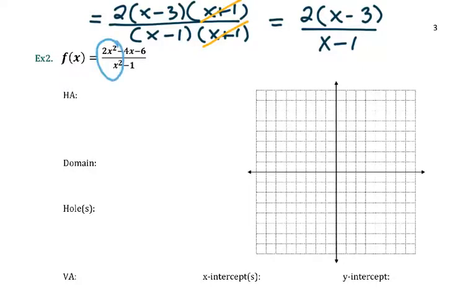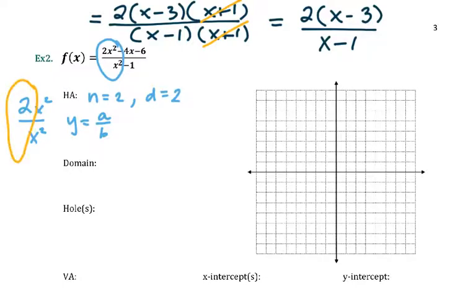So the numerator and the denominator, I've got 2x squared over x squared. The numerator is degree 2 and the denominator is degree 2. And since they're equal, that lets me say that y equals a over b, and a and b are the ratio of my leading coefficients. So in this case, y equals 2 over 1, or just 2.